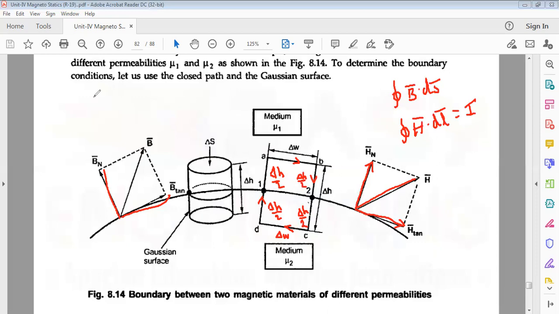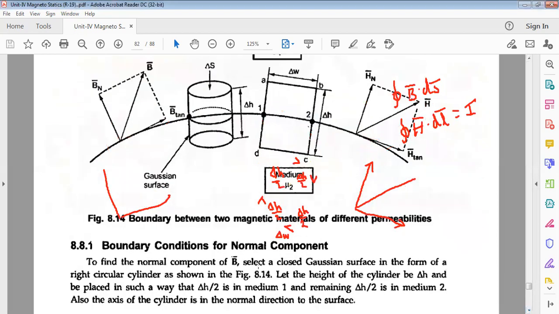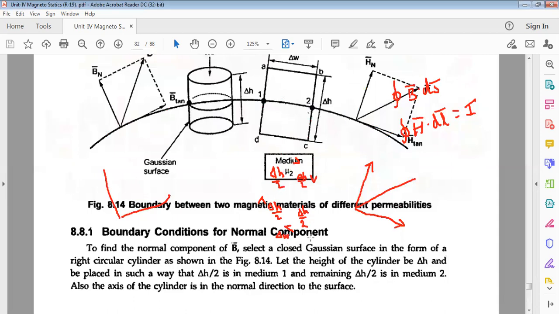We use the Gauss law, D bar dot ds bar is equal to Q, and E bar dot dl bar is equal to 0 there. Okay. Now let us see the boundary conditions for the normal component. First, the boundary conditions for the normal component.